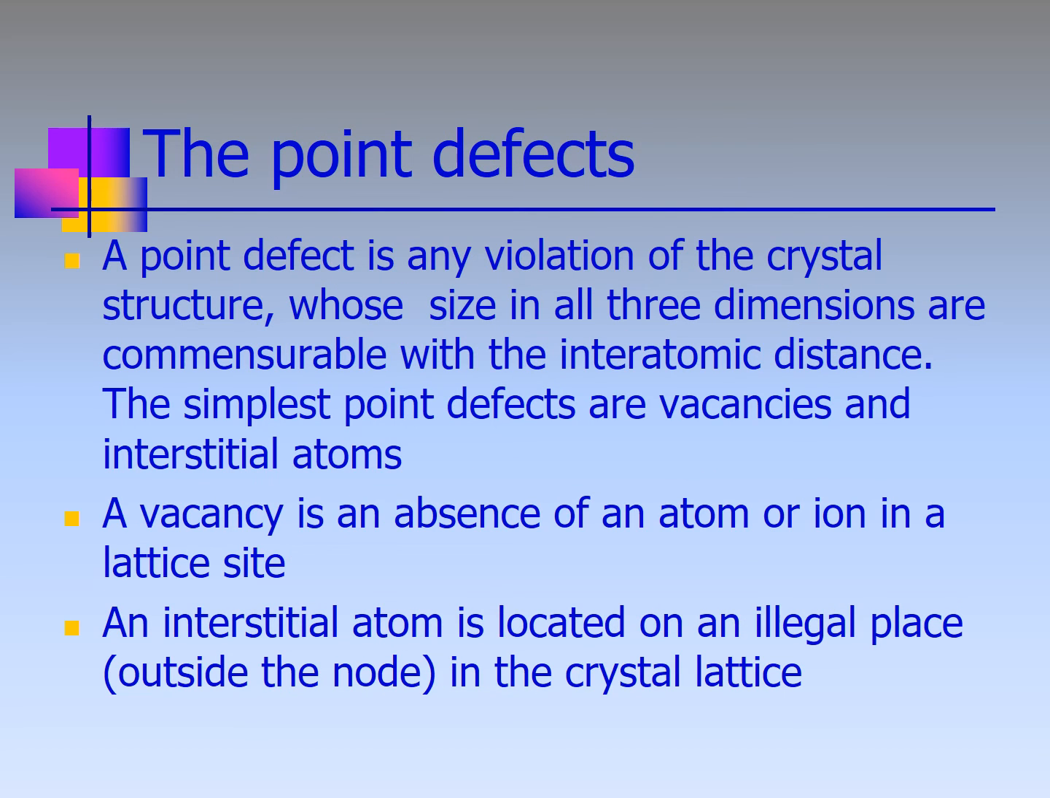The point defects, what is it? A point defect is any violation of the crystal structure whose sizes in all three dimensions are commensurable with the interatomic distance. The simplest point defects are vacancies and interstitial atoms. A vacancy is an absence of an atom or ion in a lattice site. An interstitial atom is located in an illegal place outside the node in the crystal lattice.